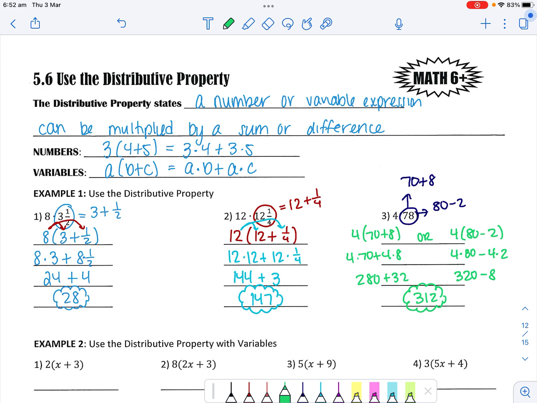Now again, these ones have a single numerical answer because they are numerical expressions. Previously, we had done these using the order of operations, combining the thing in parentheses and then doing the multiplication. But now we're trying to use that distributive property. So we're trying to break down those numbers and then distribute that multiplication.